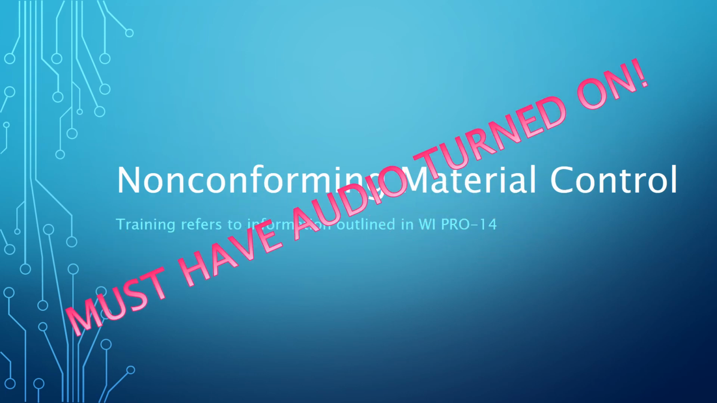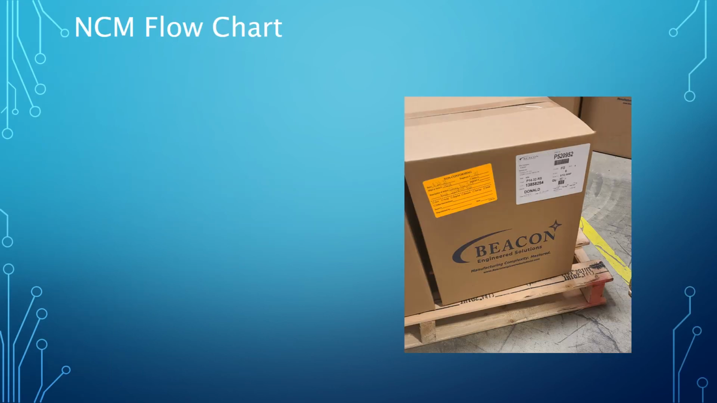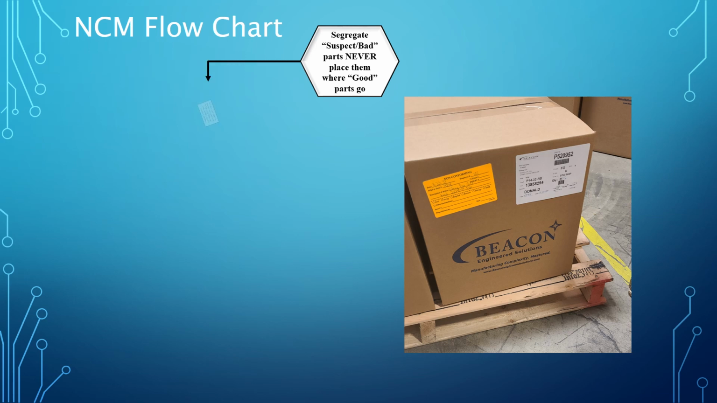Nonconforming material control. Anyone that becomes aware of nonconforming or questionable products is responsible for segregating and then labeling all suspect parts or materials identified, or at a minimum notifying team leader, supervisor, or a quality assurance representative in order to prevent unintended use.